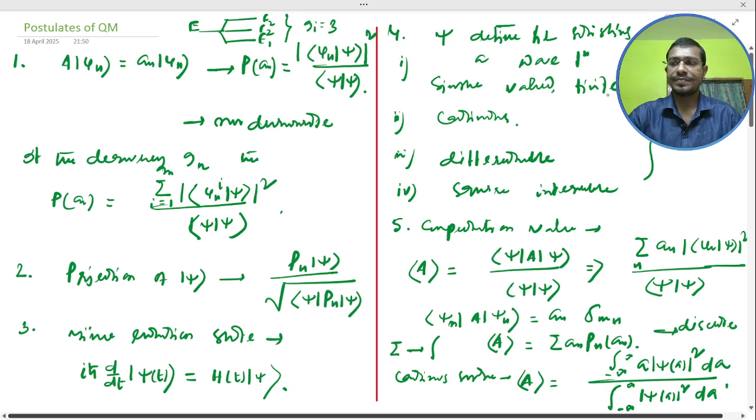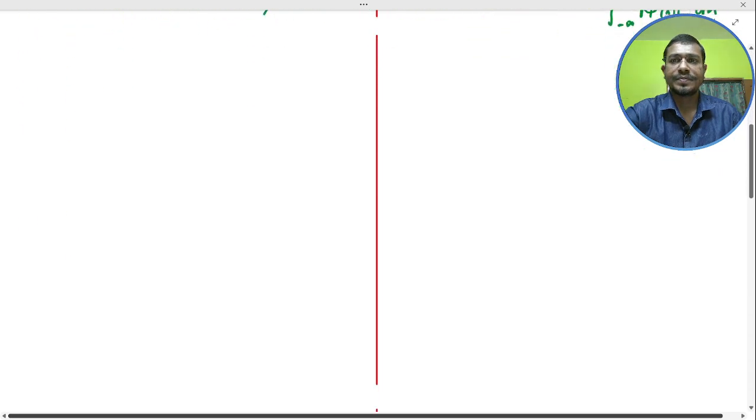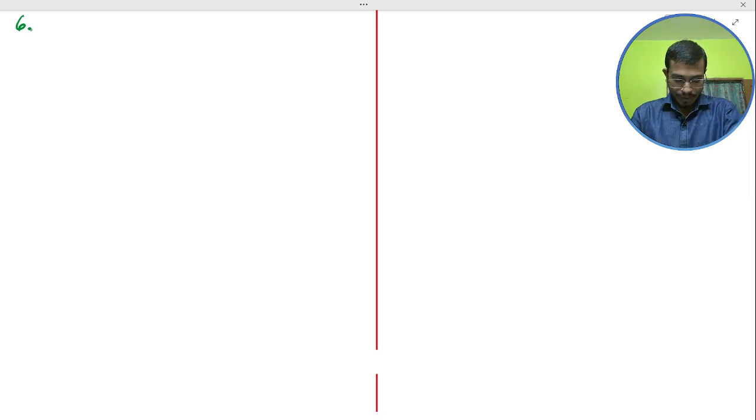Next, number 6, the momentum and position representation of a wave function.